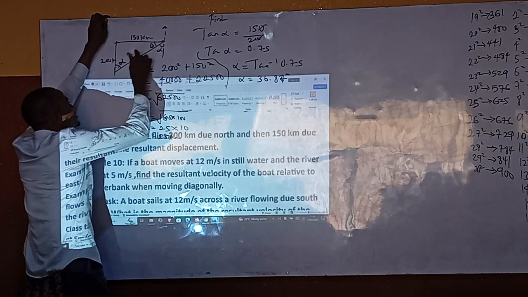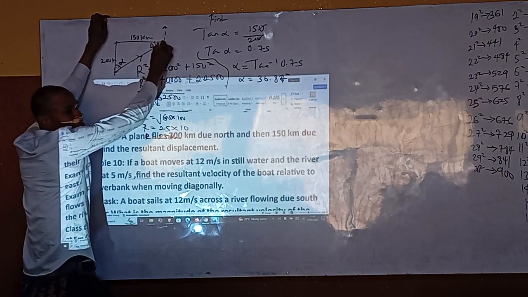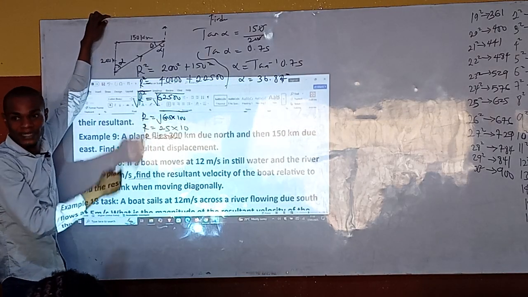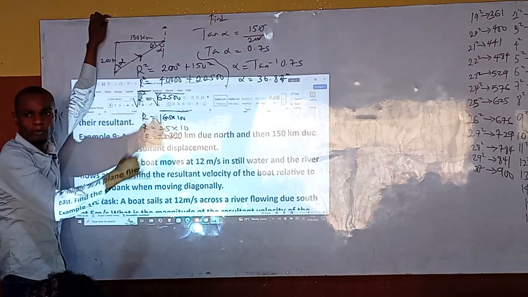Displacement, the direction it should be here. From your initial position to your final position. Displacement is the difference between your initial position and final position, right?